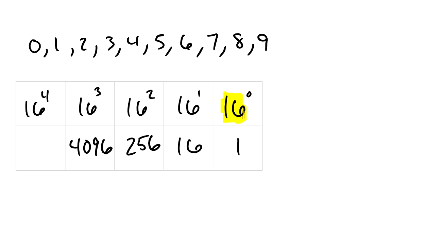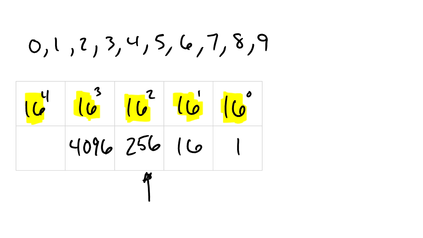So I've got 16 to the 0 power, 16 to the first, 16 to the second, 16 to the third, 16 to the fourth. So I know the value of each place in this number system, right? If I have things that are written in this particular decimal place, every single value there is worth 256.